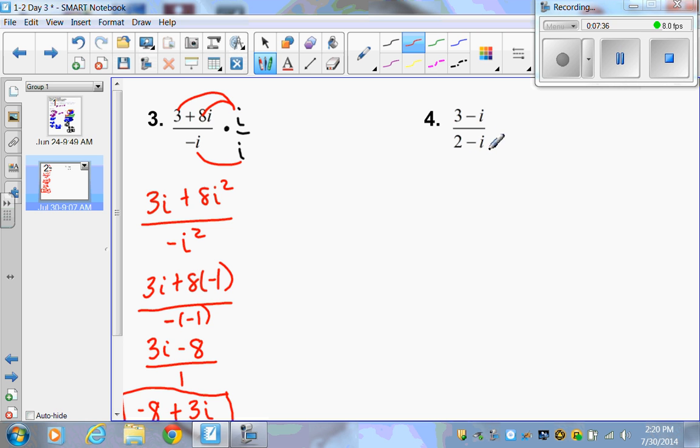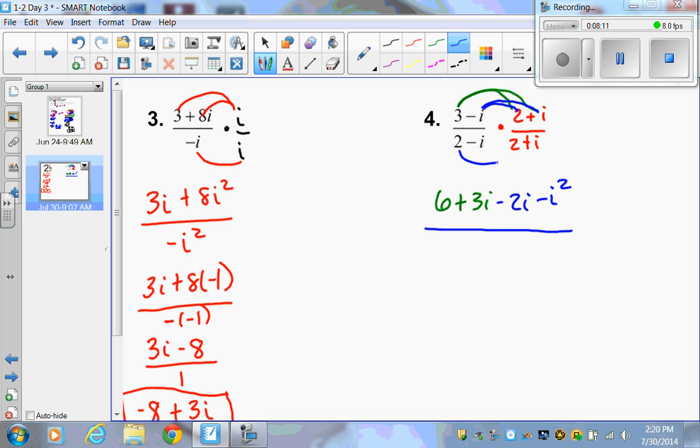One more. What's the complex conjugate of 2 minus i? And that would be 2 plus i. So up top, that's going to give me 6. 3 times i is going to be 3i. Negative i times 2 is going to give me negative 2i. And negative i times positive i is going to be negative i squared.